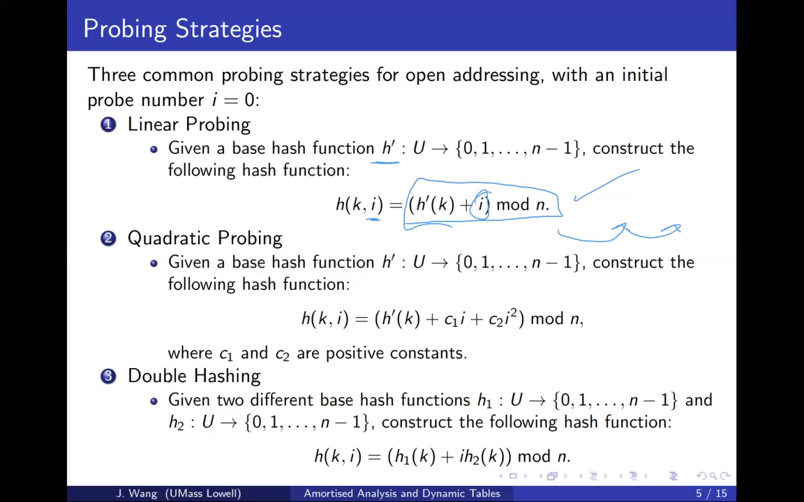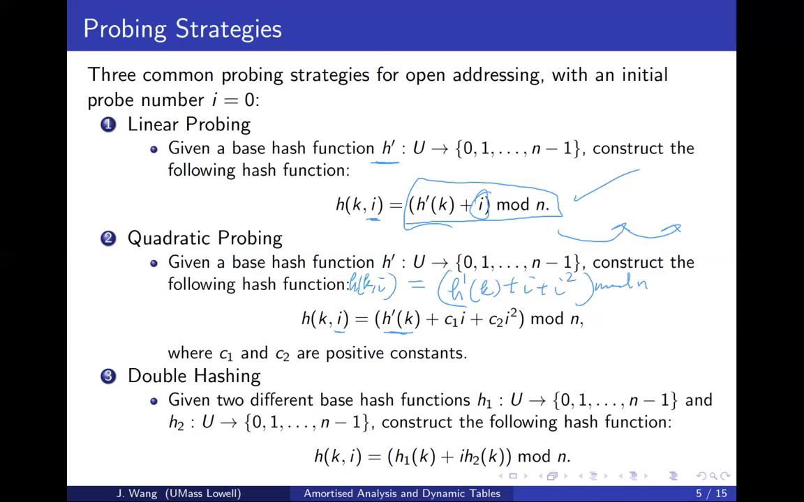So this is called a quadratic hash. You use the original h prime, and now it takes i as input. So we add c1 i plus c2 i squared, and then still take the modulo n, where c1 and c2 are positive constants. Say 1, right? So you could simply do h prime of k plus i squared, and take the modulo n, and this would be your h of k comma i.